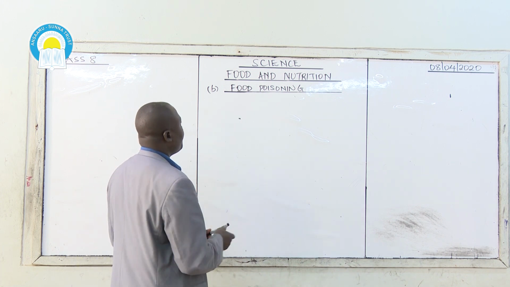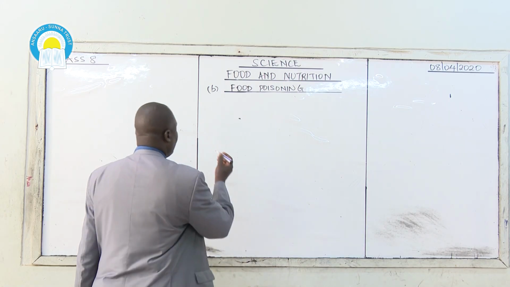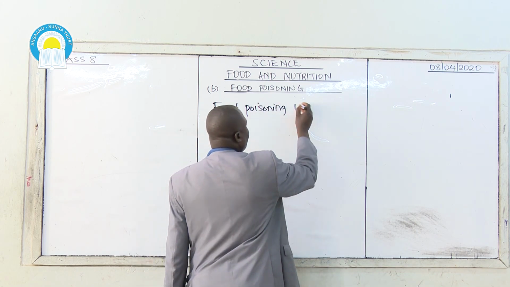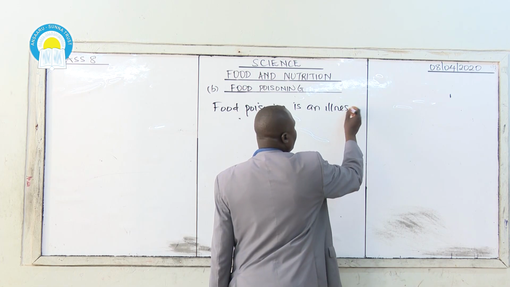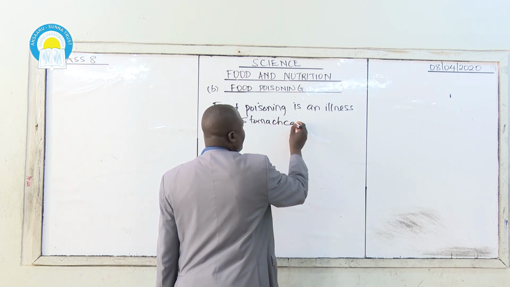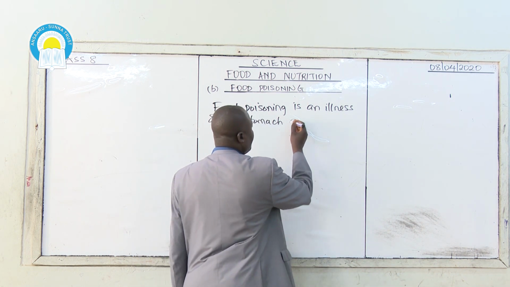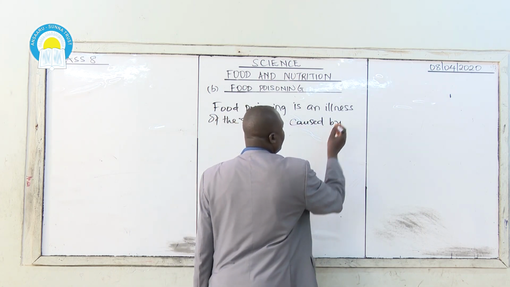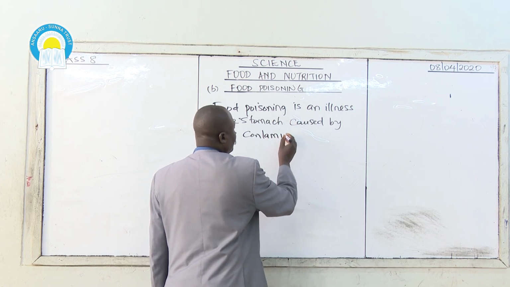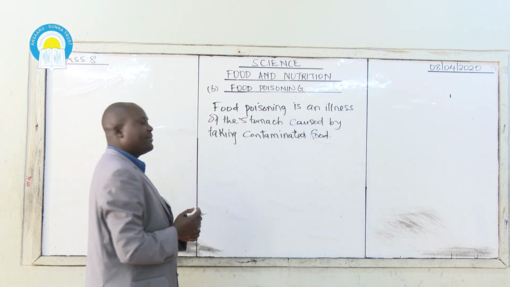Let's commence. What is food poisoning? Food poisoning is an illness of the stomach caused by taking or eating contaminated food. So, that's what we call food poisoning.